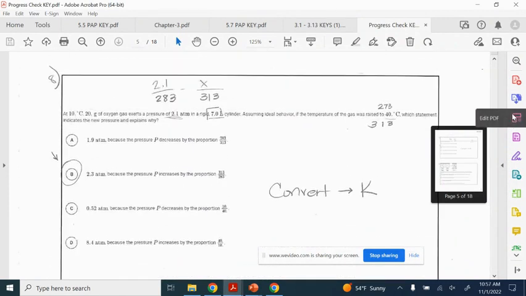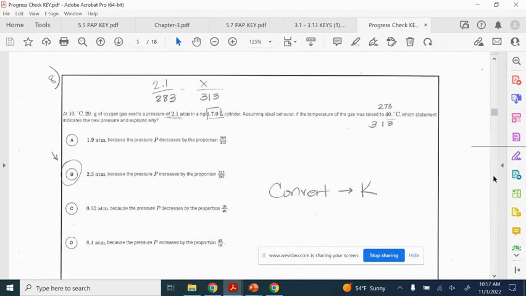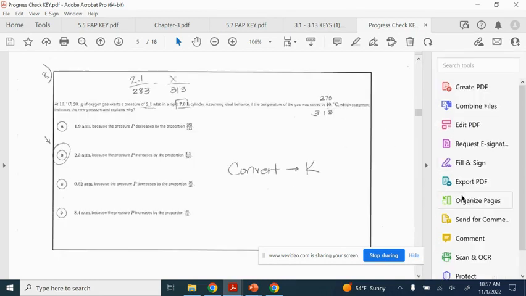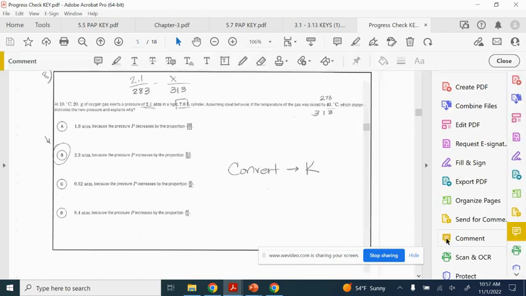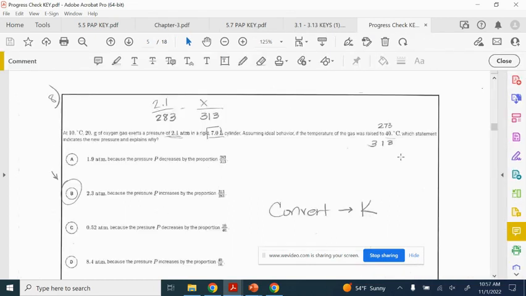Google still has not allowed me to figure out how to write on any of their stuff, so I have to switch over to this to be able to do that. Okay, here we go. So I've got 10 degrees Celsius. I've got to convert that into Kelvin. So I've done that here.